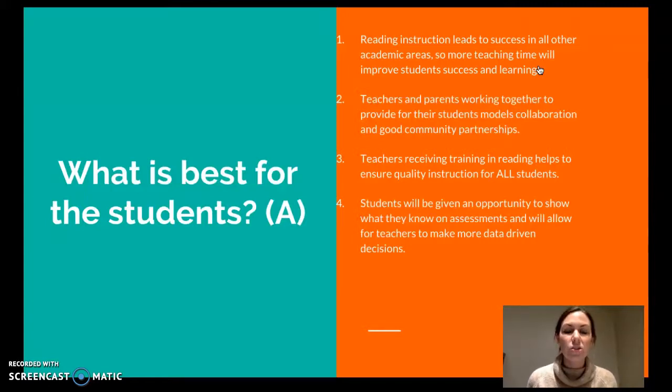Third, teachers receiving training in reading helps to ensure quality instruction for all students among all grade levels, ages, and ability levels, just making sure that their teacher knows how to instruct in reading will help them all. And then students are also given an opportunity to show what they know on common assessments, and that will allow for teachers to make more data-driven decisions to support them.